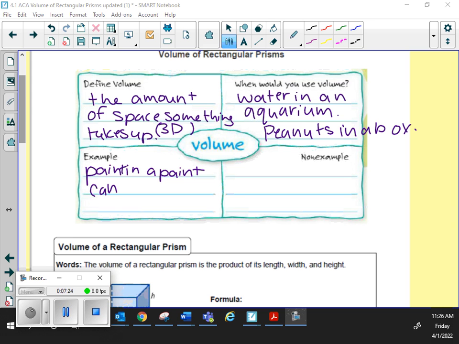Okay, some non-examples. Blood in a body. If we were trying to find the area of the bottom of a box, area is a two-dimensional thing, because it's two-dimensional. If you're trying to find the amount of wrapping paper that goes on the outside, that's surface area, not volume.